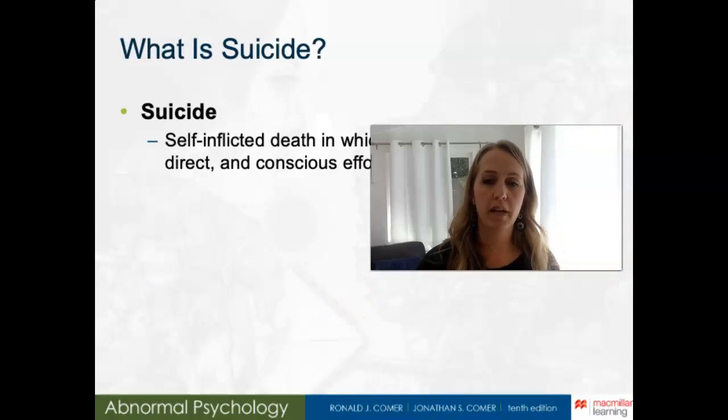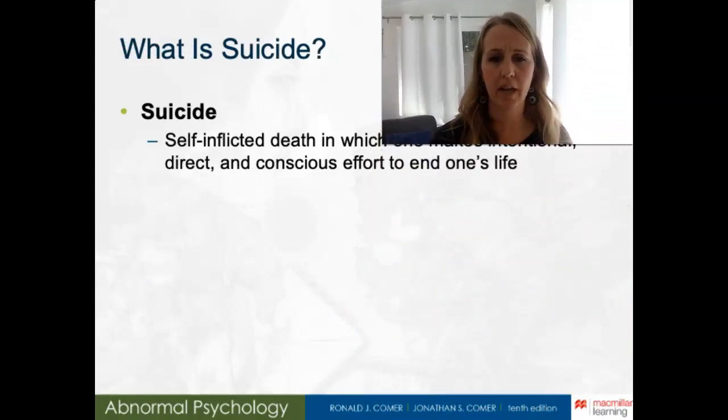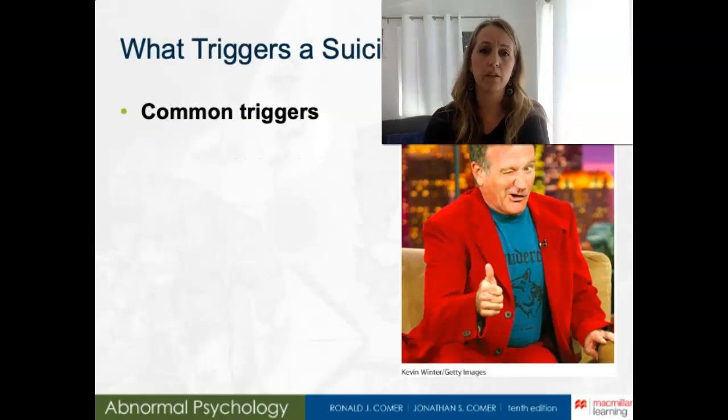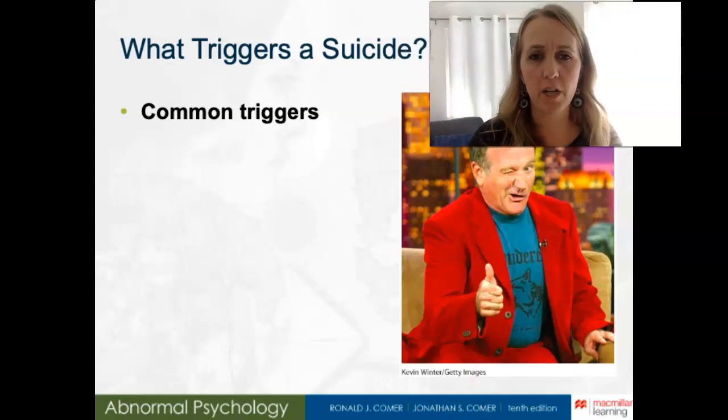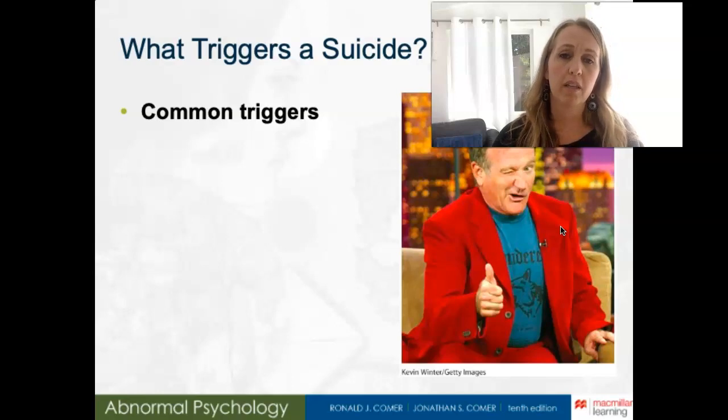So we know what suicide is. We know how it can impact us. So what causes it? We can look at a variety of different triggers that trigger suicide. And of course, in suicide research, how do we know what triggers suicide? Here we see a picture of Robin Williams. Many of you know Robin Williams, and you know that he completed suicide tragically. So what is it that triggers suicide?